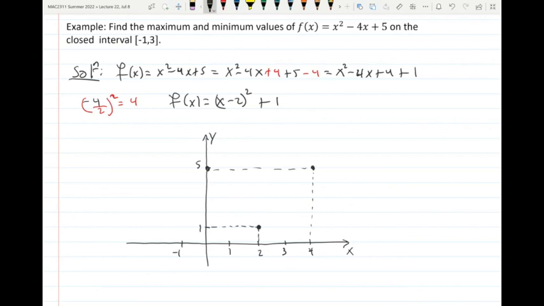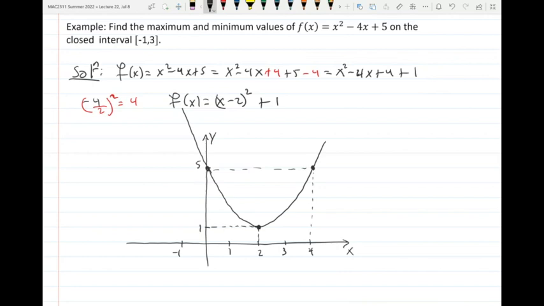Okay, so let's sketch. So first I'm going to do it like this. And then I'll change the color. Okay, now this is the graph of the function f. However, we're not really interested in the entire graph. We are only interested in what happens from negative 1 to 3.